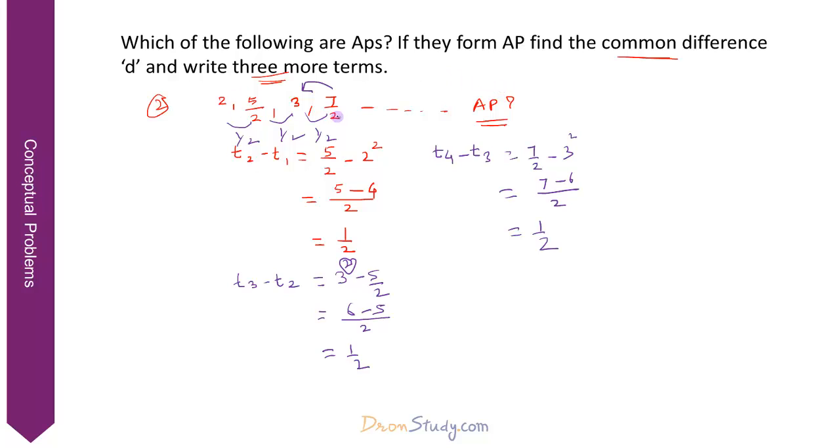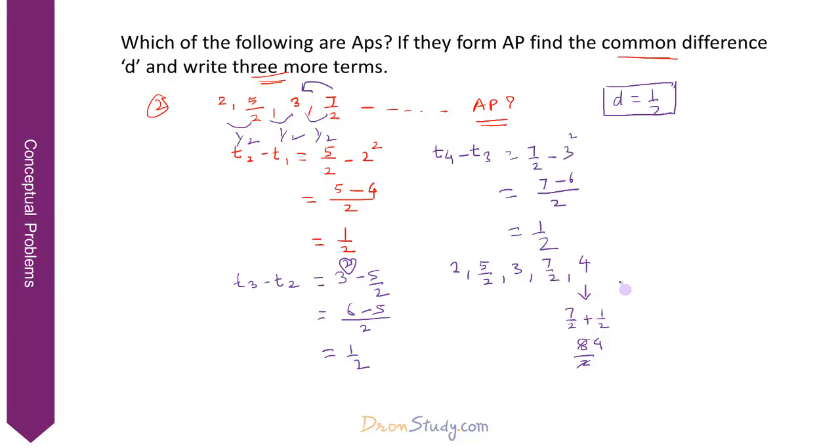Now we have to find the common difference. The common difference we have already got, that is 1 by 2. Now we have to write the next three terms. So the first is 2, then 5 by 2, then 3, then 7 by 2. Now we have to write the next 3. We will just go on adding 1 upon 2 to the previous one. So 7 by 2 plus 1 by 2 is 8 by 2, so the next term will be 4.